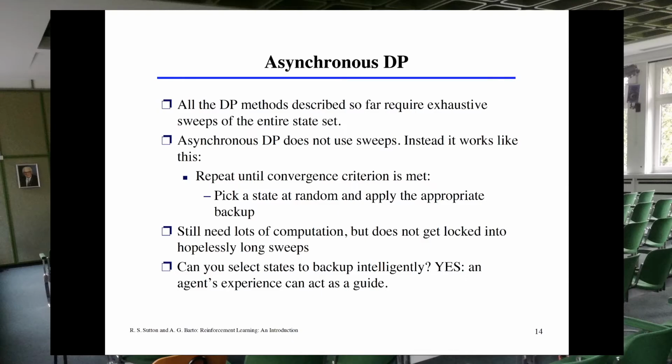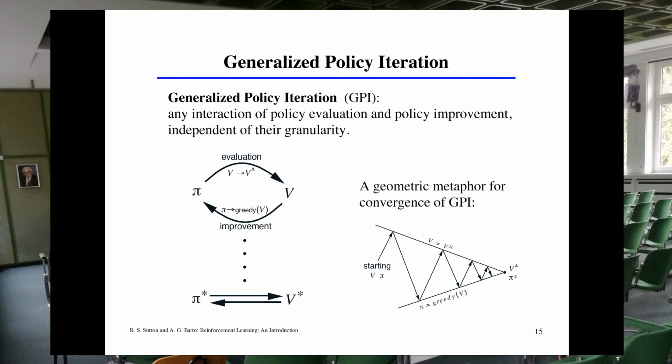You can use different criteria to guide the way you select states to update the value function. So when we do this evaluation and improvement, what we are doing is what we call generalized policy iteration.